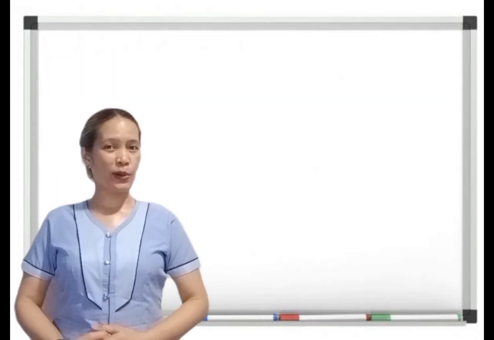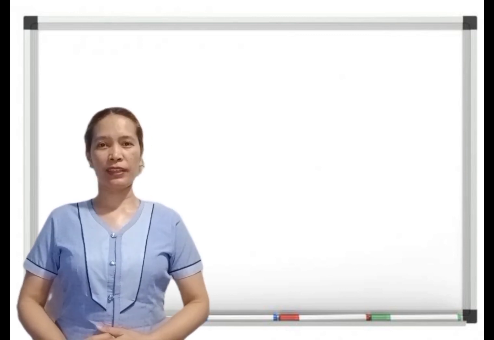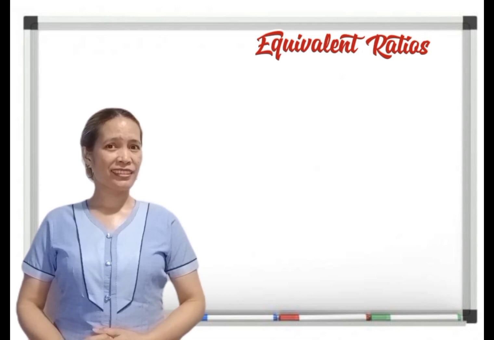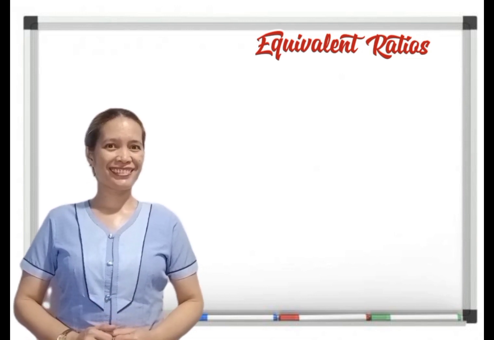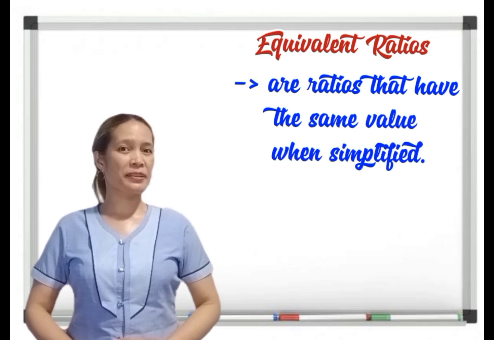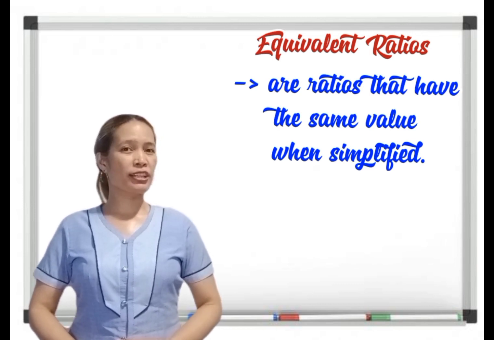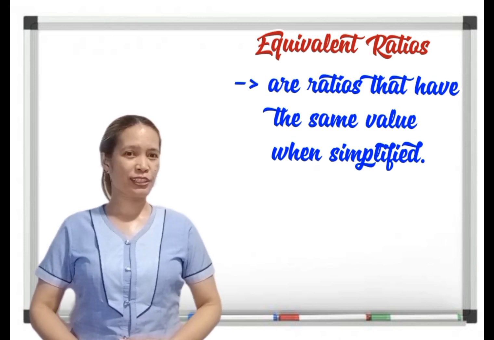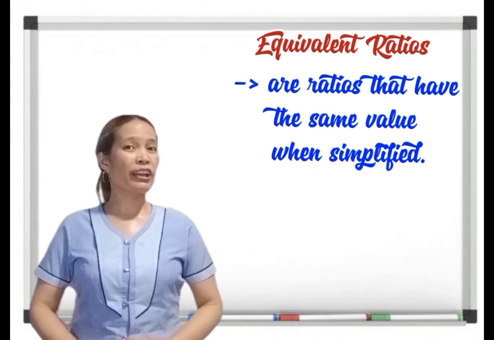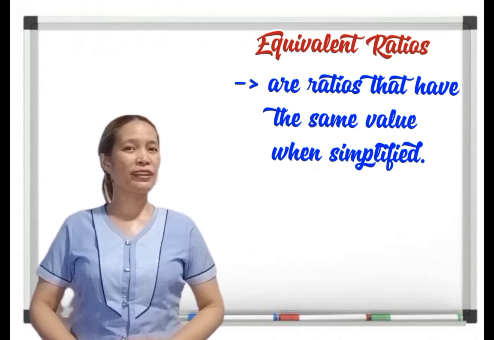Okay, let us proceed to our topic about identifying and writing equivalent ratios. By the way, what are equivalent ratios? Equivalent ratios are ratios that have the same value when simplified. In other words, kapag nilowest term or sinimplified natin ang mga ratios at nakakuha tayo ng parehong value or equivalent, ibig sabihin nun, ang mga ratios na yon ay equivalent ratios.